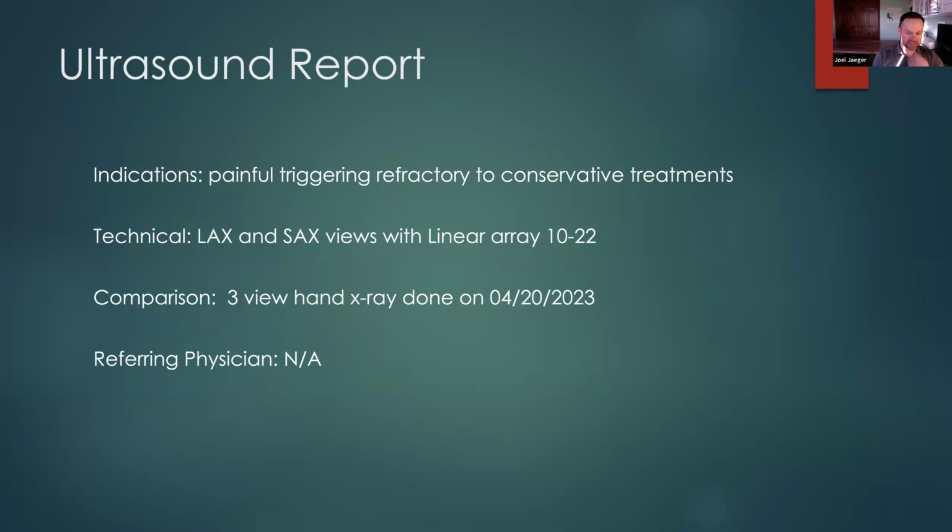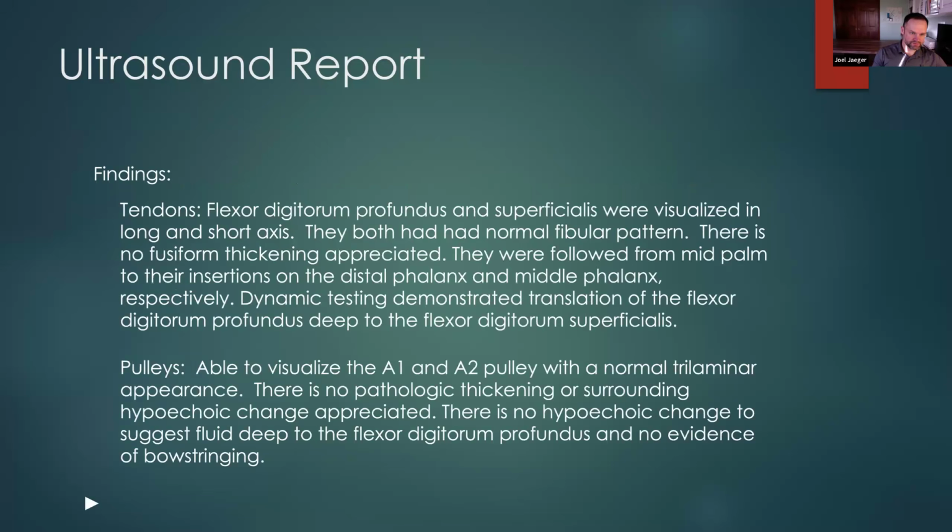So we did long and short axis views with our linear array high frequency probe. And what other information do we have? What kind of imaging do we have before going into it? We compared to that 3-view hand x-ray that was done previously. A lot of times I'm sent some diagnostics from one of our upper extremity orthopedic surgeons, or from other providers as well. And then I always include the referring provider in the report.